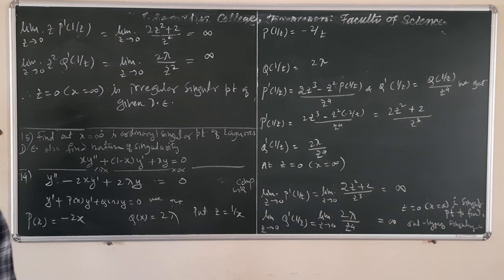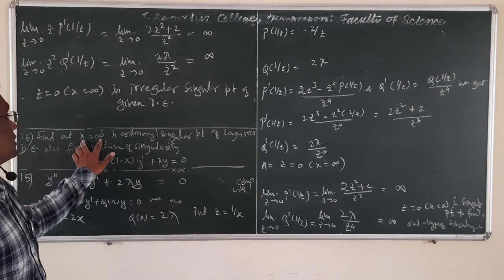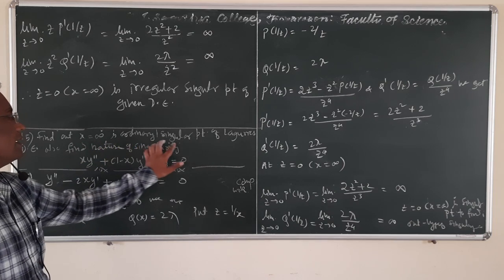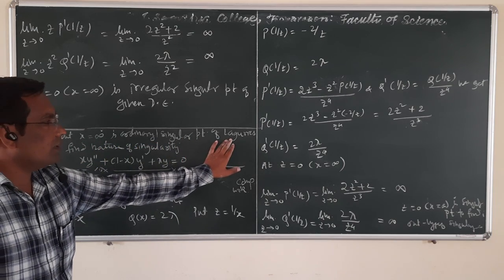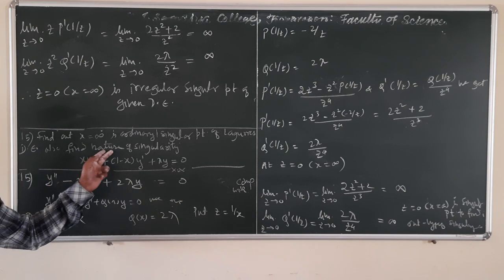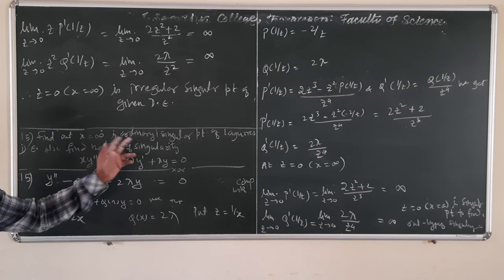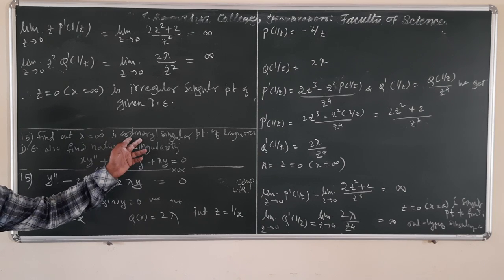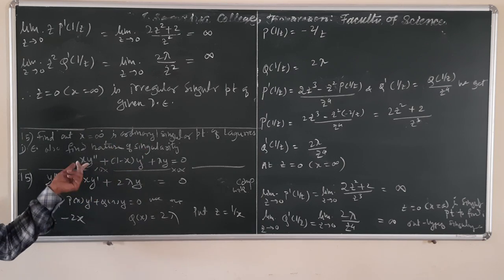Okay. Now we are solving last problem of this chapter, which is problem number 15. So problem number 15 is what? Find out x is equal to infinity is ordinary singular point of Laguerre's differential equation. Also find nature of singularity. So we have to show that that is ordinary singular point.